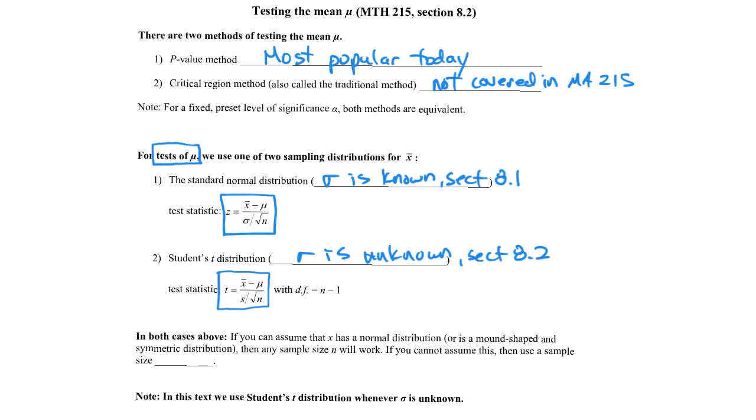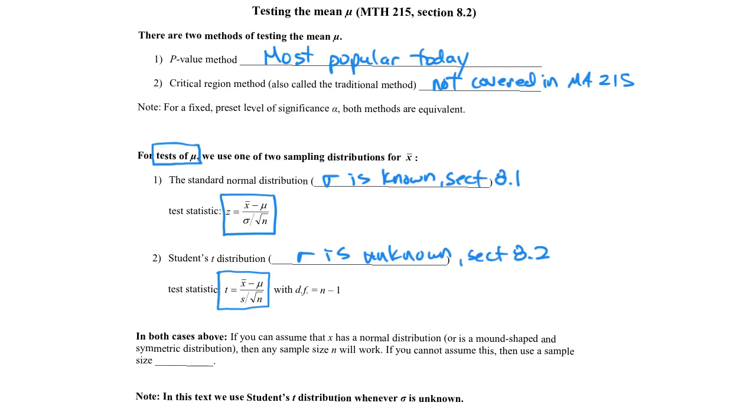When it comes to a hypothesis test for the mean, we have to look right away and see, do they give us sigma or not? And if they do, we use a z-score. We use standard normal. If they don't give us sigma, we're going to use student's t.